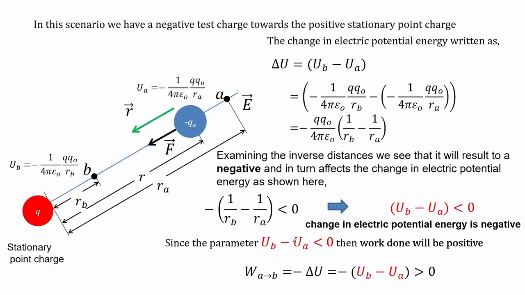Now let us examine the change in electric potential energy for the scenario where we have the negative test charge moving towards the positive stationary charge. The change in electric potential energy retains the extra negative sign due to the negative electric charge of the test charge. Since the ratio of the displacement will result in a positive, and it is multiplied by the extra negative sign, the whole thing will result in a negative value. This in turn makes the change in electric potential energy negative as it moves towards the positive stationary point charge. So the work done will then be positive.